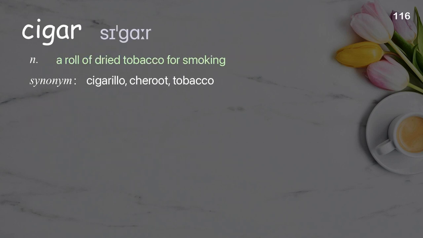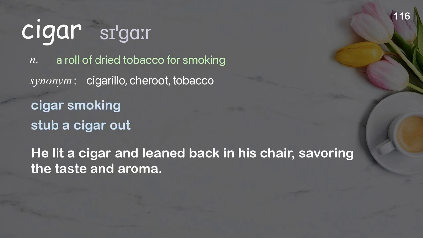Cigar. A roll of dried tobacco for smoking. Examples. Cigar smoking. Stub a cigar out. He lit a cigar and leaned back in his chair, savoring the taste and aroma.